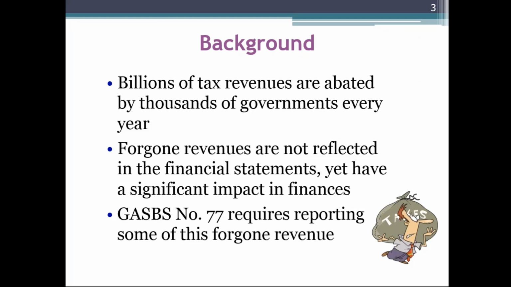So getting into the background information, each year billions of tax revenues are abated by thousands of governments every year. These revenues do not show up in the financial statements. If the revenues are foregone before the revenue is collected, obviously it's not there to account for. So there's no receipt, no disbursement, no revenue, no expenditure. Yet, since they're sometimes large amounts, this can have a significant impact on city finances. GASB 77 requires reporting in a footnote disclosure some of this foregone revenue.